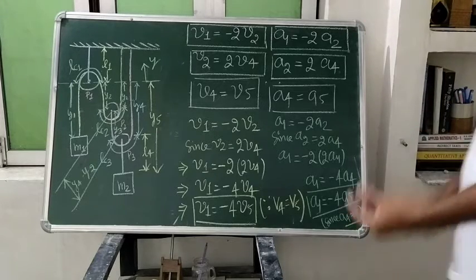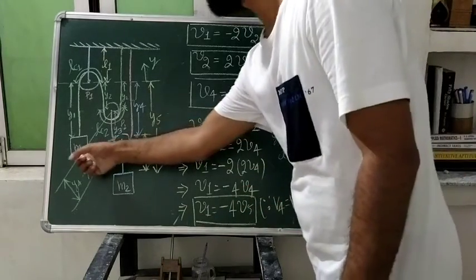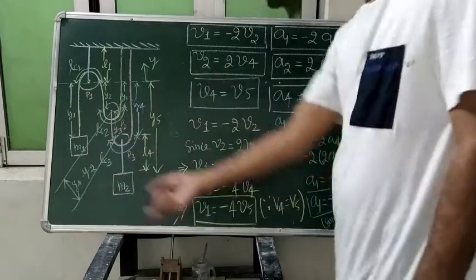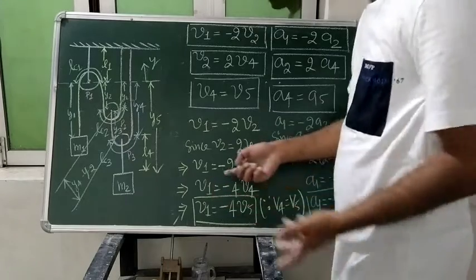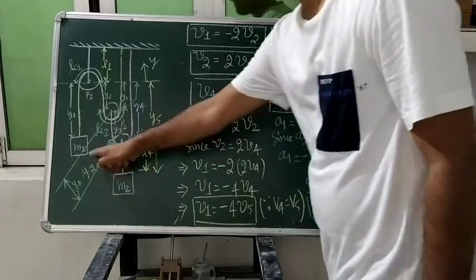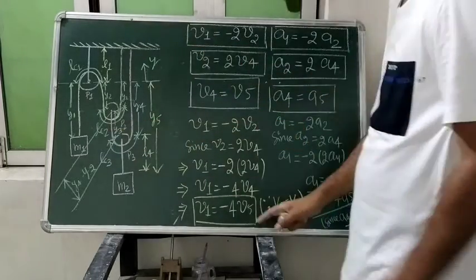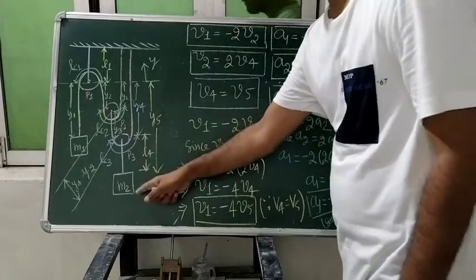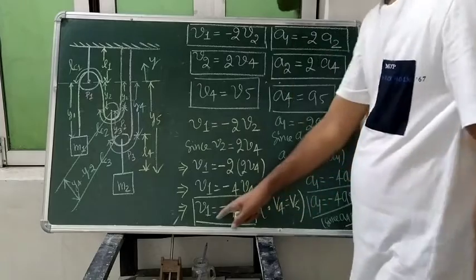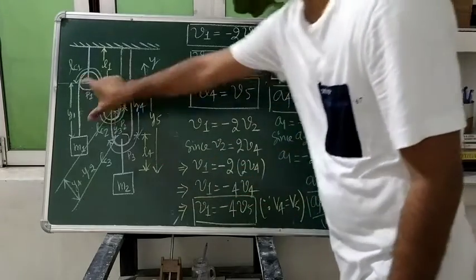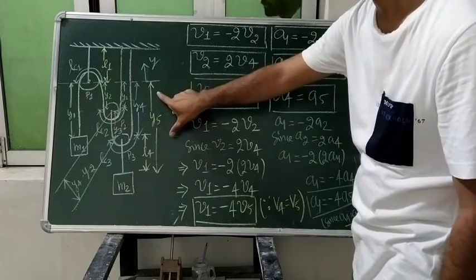Meaning that whatever will be the acceleration of block 1, 1 by 4 times of that will be the acceleration of block 2. Similarly, whatever will be the velocity of block 1, 1 by 4 times of that will be the velocity of block 2, and they will be in the opposite direction, because V1 is representing the velocity of Y1 and V5 is representing the velocity of Y5.